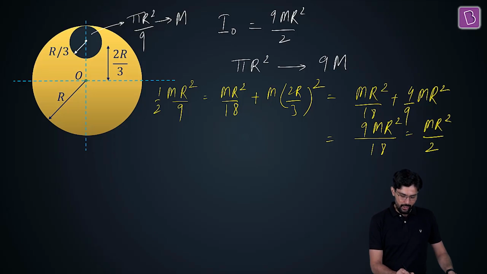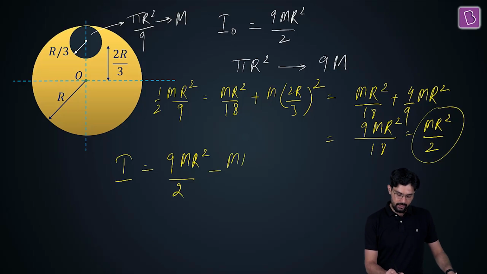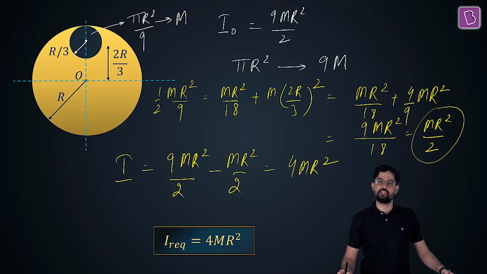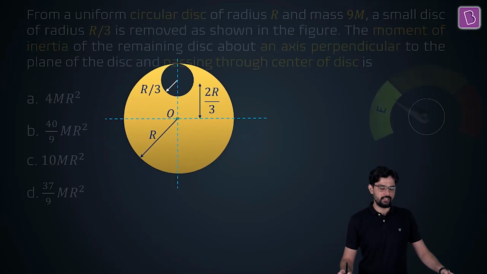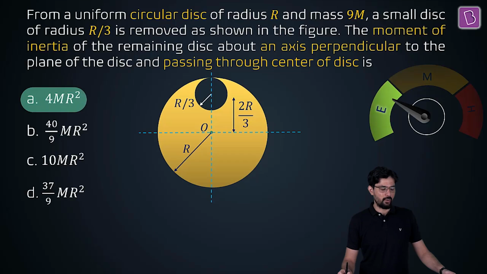And now what we will do to find out the moment of inertia of the given case, we have to subtract mr square by 2 from 9 mr square by 2. 9 mr square by 2 minus mr square by 2 comes out to be 4 mr square. And this is the moment of inertia of the disk with the removed portion. So you can take option A as the right option in this case.